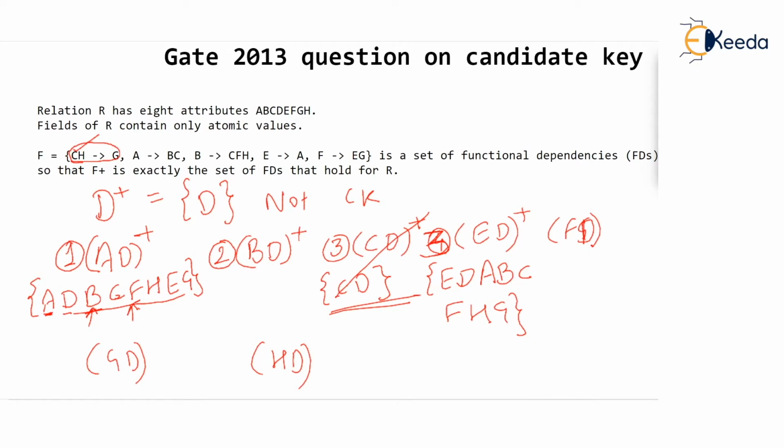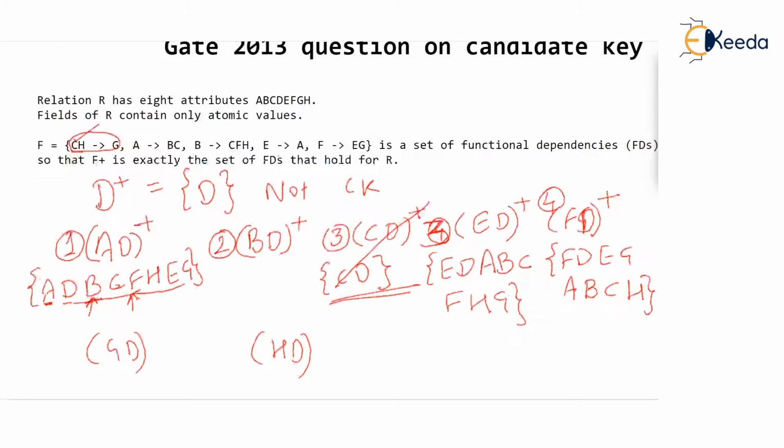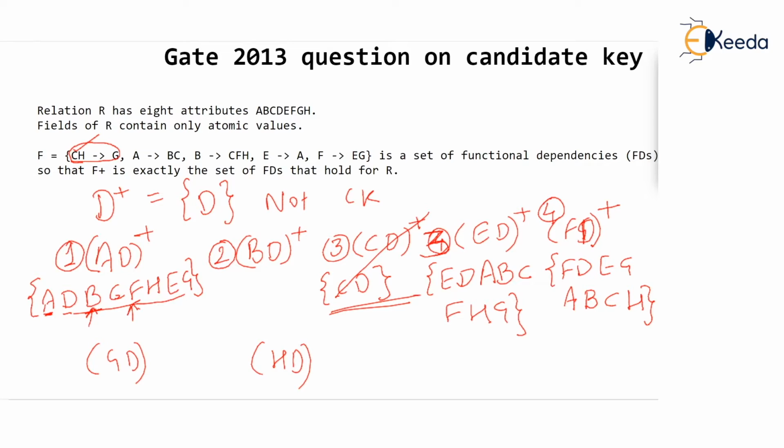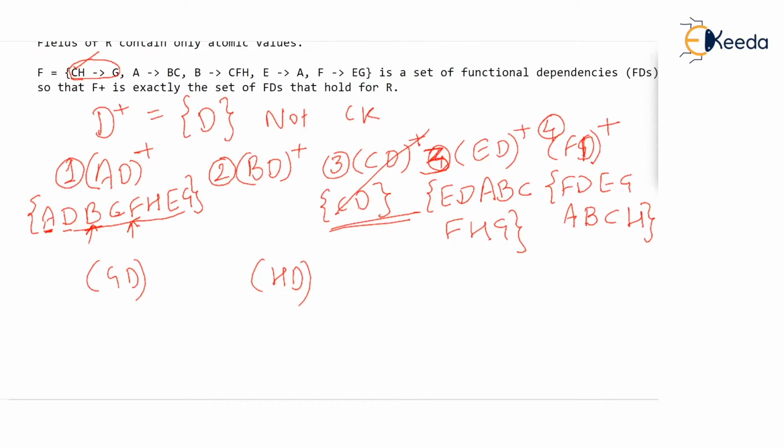Similarly, if you find FD closure, FD closure is going to contain FD, and watch out that F is going to bring EG, isn't it? So E will bring in A, will bring in BC, and B will bring in CFH. C is already there, F is already there, H joins, and all 8 attributes. So FD is the fourth candidate key. So we already have four candidate keys. In the question, they have asked 3, 4, 5, or 6. We already have 4. Now we have found AD, BD, CD, ED, FD.